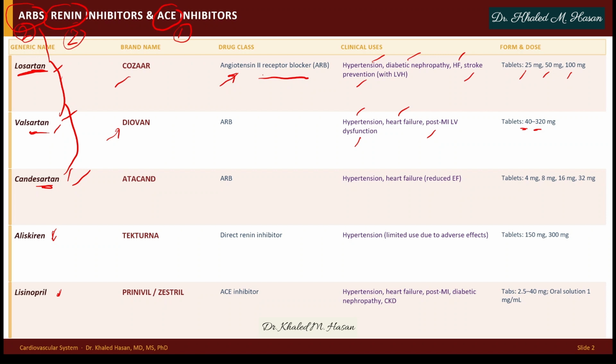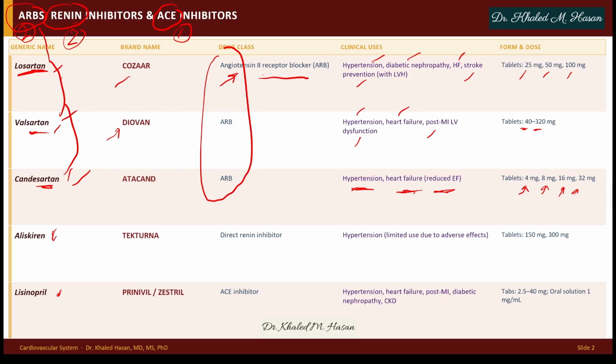Moving to candesartan, Atacand. Candesartan belongs to the ARBs, you can see it here. Most of the medications belong to the same group, ARBs. Candesartan, the same: we use it for heart failure with reduced ejection fraction and for hypertension. Candesartan is available as tablet 4 milligram, 8, 16, and 32.